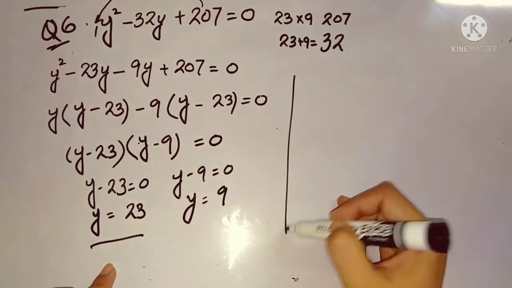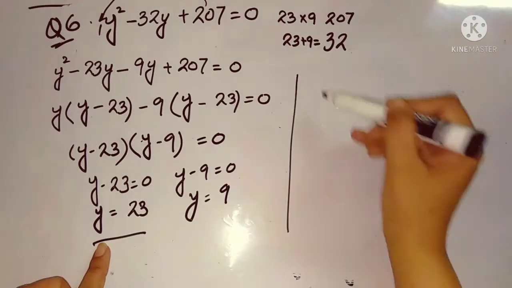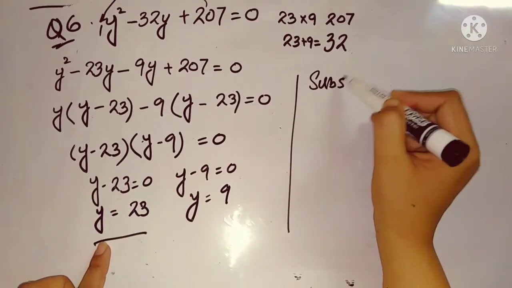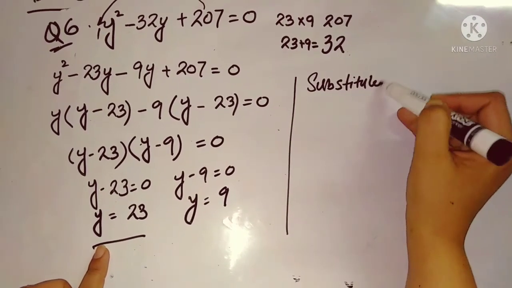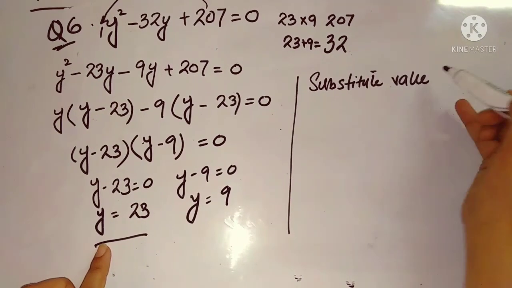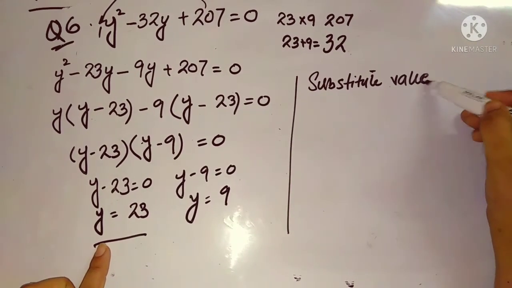So y is equal to 9, because 9 is subtracted over here; if we go to that side, it will be added to 0 and it will become 9. And here in the other one, 23 is subtracted over here. It will go to the other side and be added to 0.